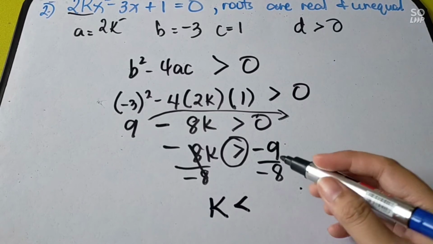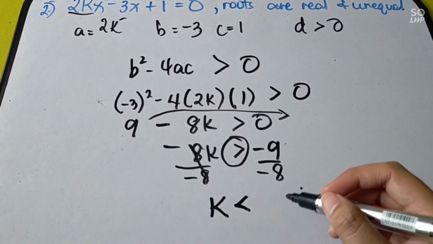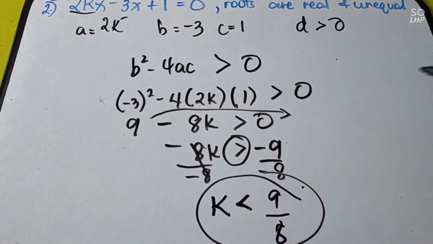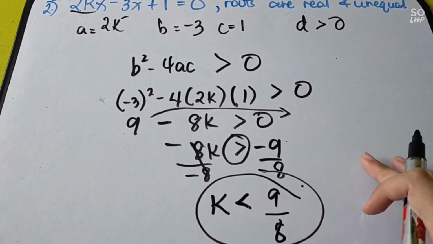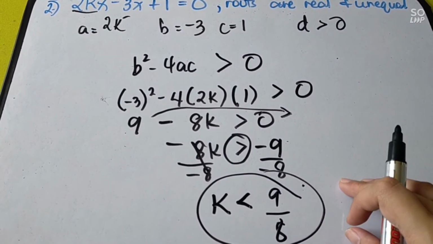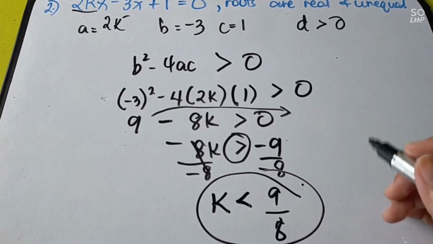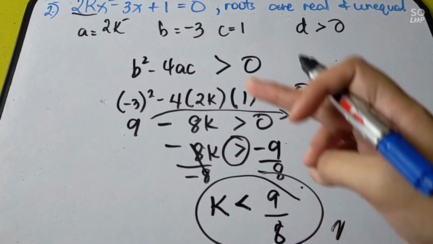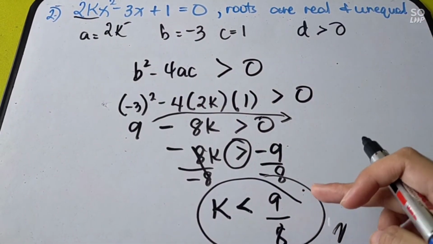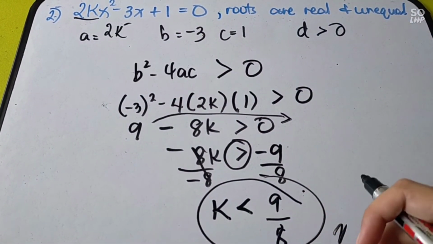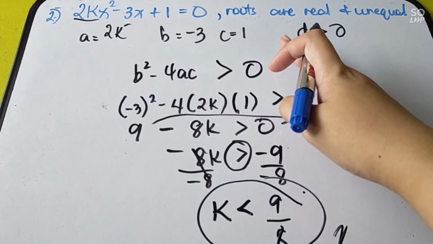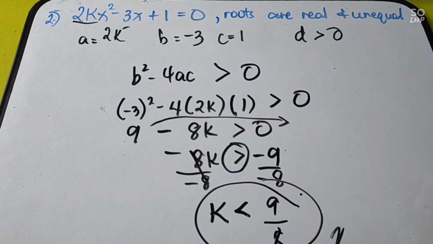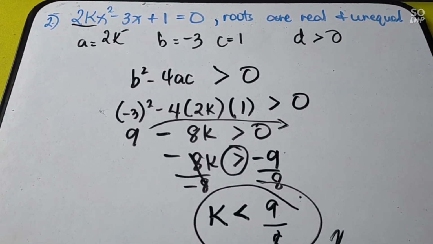Then, this one, negative 9 divided by negative 8, magiging na siyang positive 9 over 8. O, yan na. No need to change na into mixed number. Okay na yan. Basta naka-simplest or naka-lowest term siya. We're done. So, that would be the answer. Kailangan daw yung k mo na ilalagay doon must be less than 9 over 8 para ang maging sagot mo ay roots are real and unequal. Is it clear? So, last example tayo.